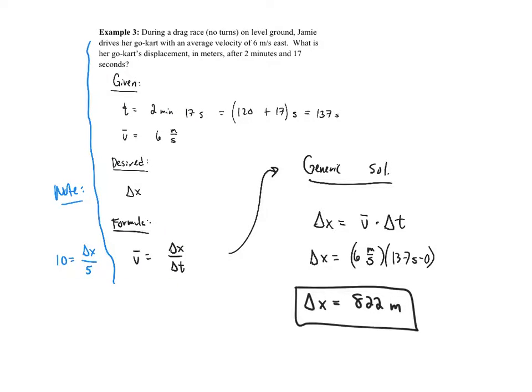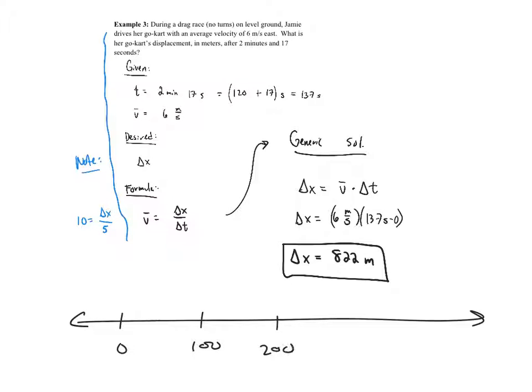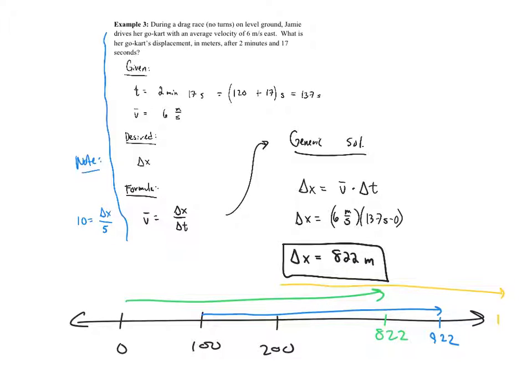So again, although this problem is written as if it's a starting line because it's a drag race, I could think of this problem as starting at 0 and ending at 822, figure not drawn to scale. I could draw this problem as starting at 100 and ending at 922. I could draw this figure as starting at 200 and ending at 1022. You follow what I mean?